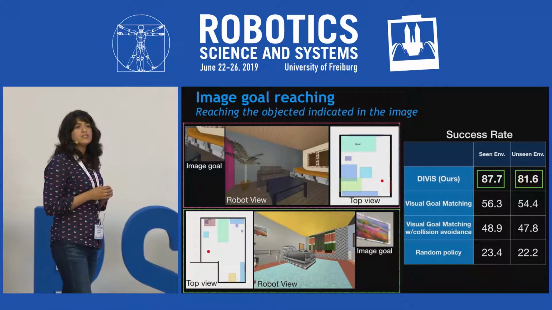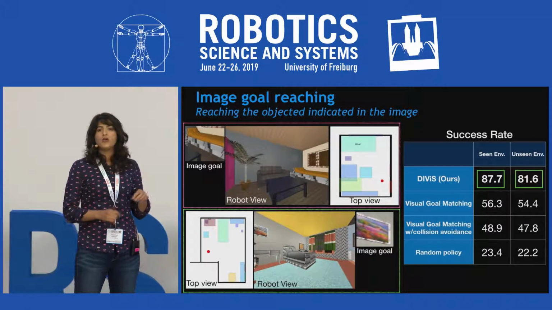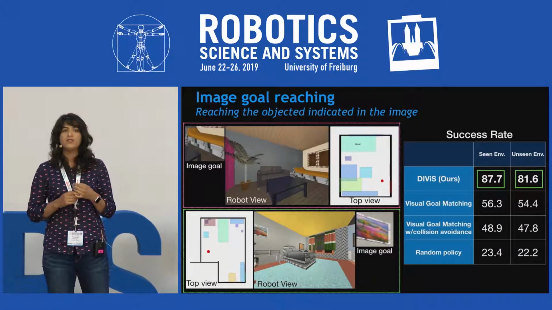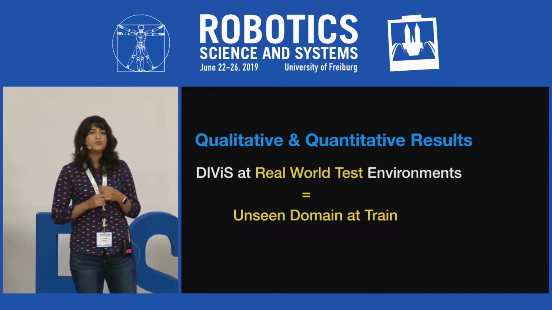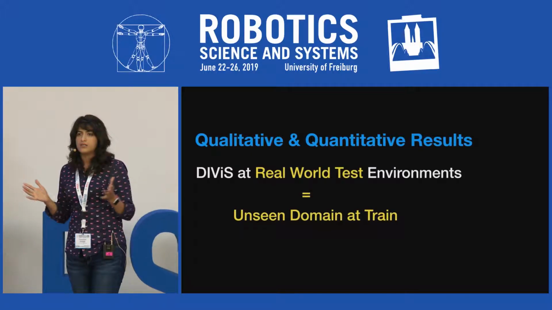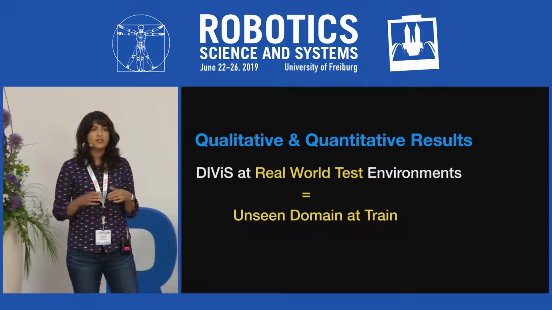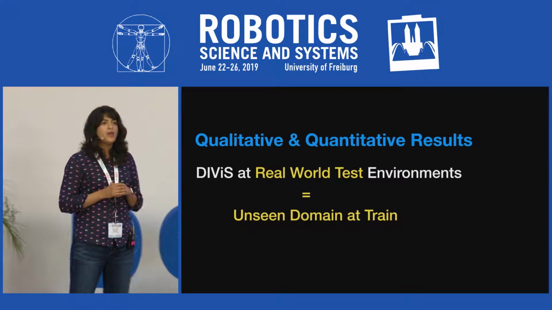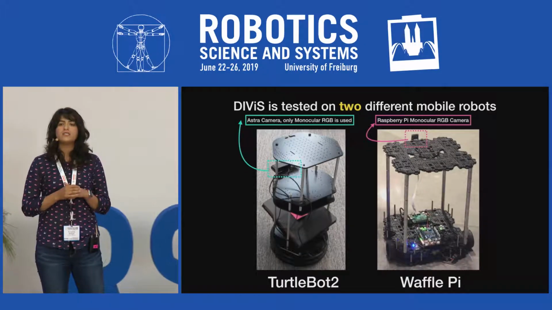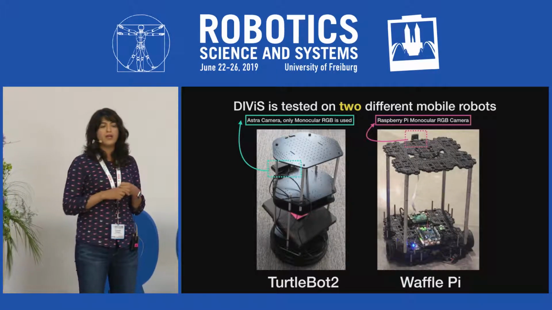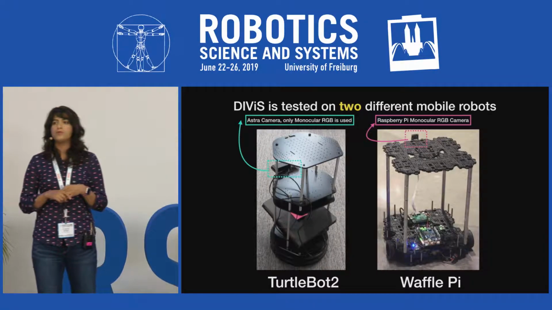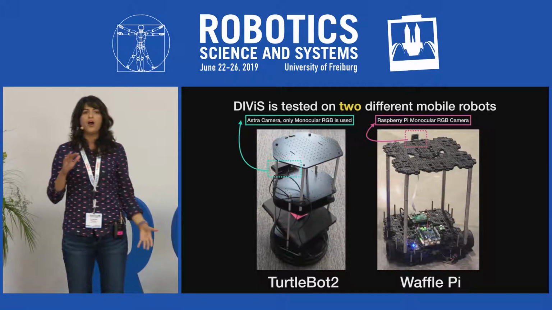We have also tested our method in real-world environments, both qualitatively and quantitatively. All these real-world scenarios are entirely unseen at training time. For the real-world test, we use two different real robot platforms, which have different heights and different RGB cameras.